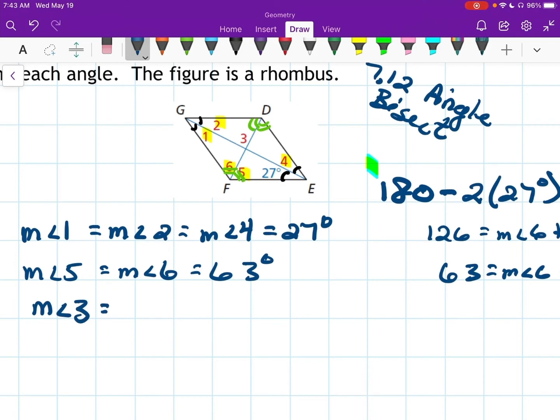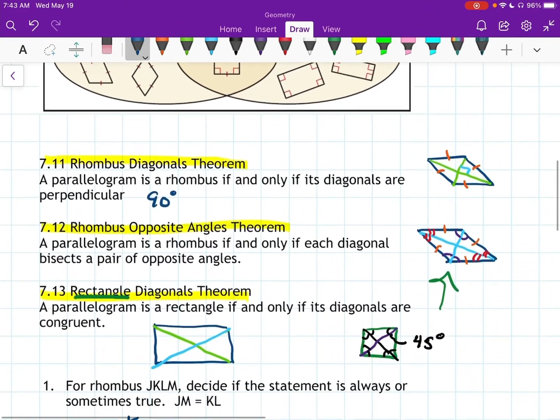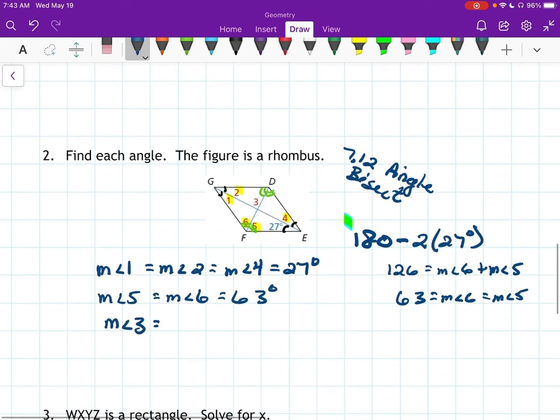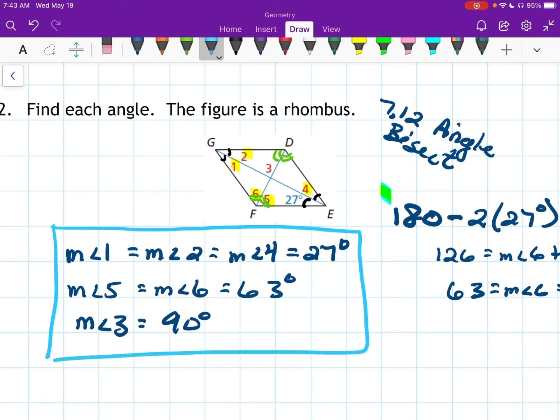Let's scroll up and see if we have anything up here that will help us out. 7.11, the rhombus diagonals theorem: a parallelogram is a rhombus if and only if its diagonals are perpendicular. So its diagonals meet at a 90-degree angle. So in this picture here, angle 3 would be 90 degrees. And that's it. We have all of our angles listed.